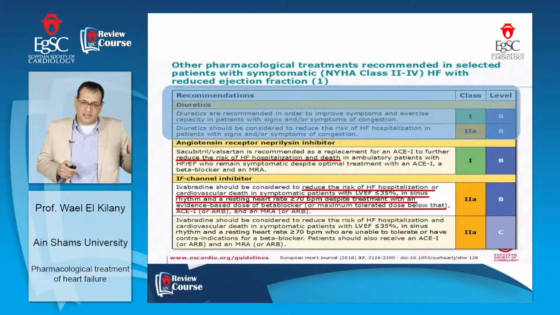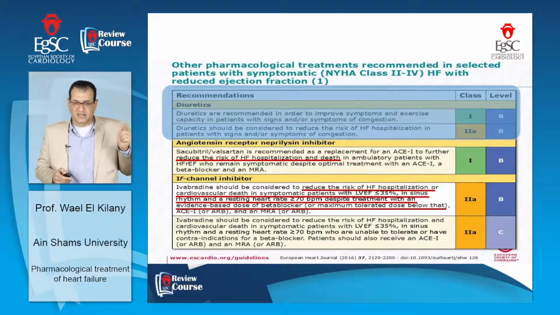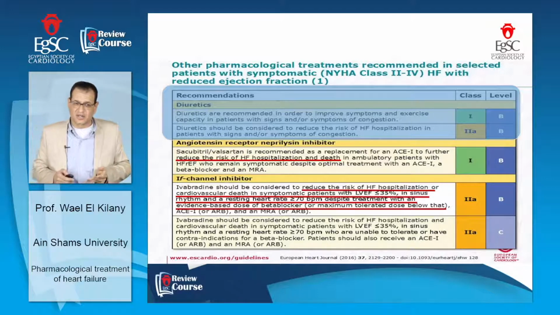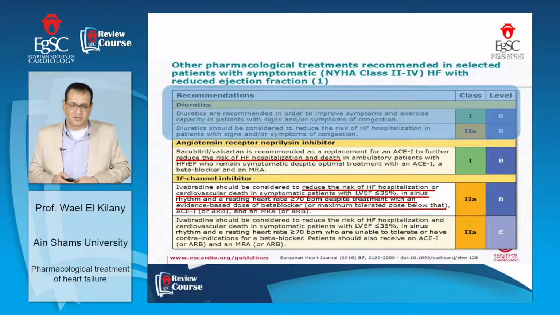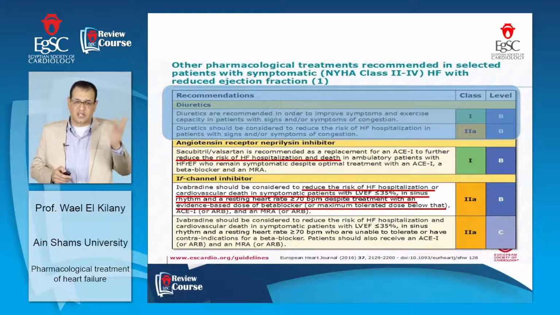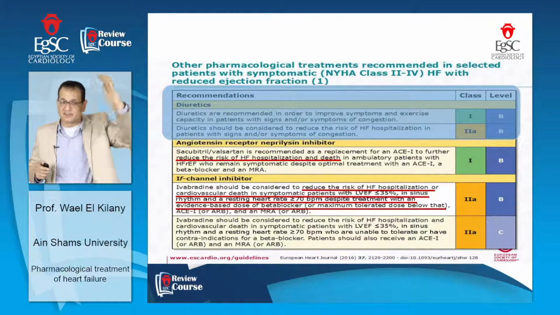The angiotensin receptor neprilysin inhibitor, the ARNI, decreases the risk of heart failure hospitalization and death. So it is important for mortality. This is the fourth drug that improves mortality. As we said before: ACE inhibitors or RAS blockers, beta blockers, MRA antagonists, and the fourth one is the ARNI. The If channel blocker, ivabradine, decreases the risk of heart failure rehospitalization and cardiovascular death, and this is the fifth one, in symptomatic patients if the ejection fraction is less than 35, in sinus rhythm and the heart rate is above 70, but the patient should be on maximum tolerated doses of the previous medications, of course.